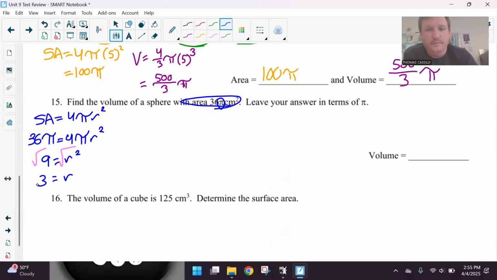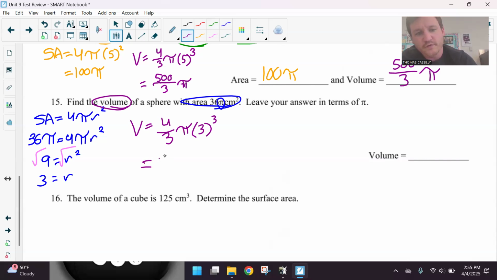All right. We know the radius. Now we can find the volume. So the volume here is going to be equal to 4/3 pi times 3 cubed. All right. So this should be a nice number. I believe that's 36 pi. Let me double check. Yep. All right. So that's 36 pi.